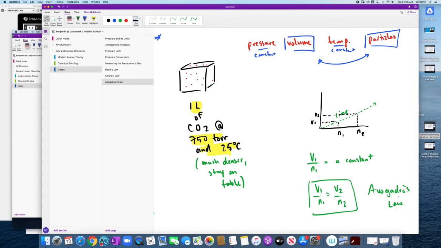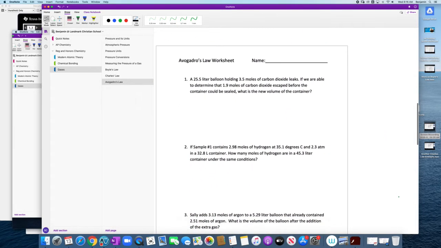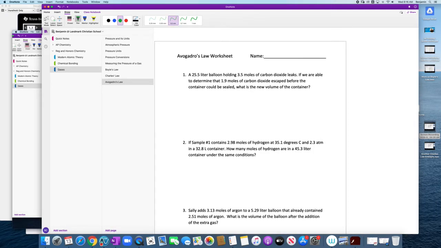Okay, so let's have a look at these problems down here. A 25.5 liter balloon holding 3.5 moles of carbon dioxide leaks. If we are able to determine that 1.9 moles of carbon dioxide escaped before the container could be sealed, what is the new volume of the container? Okay, we are assuming, even though it doesn't say it here, constant pressure and temperature. Then Avogadro's law applies. So our first number of moles is 3.5. Our first volume is 25.5 liters. Our second number of moles.